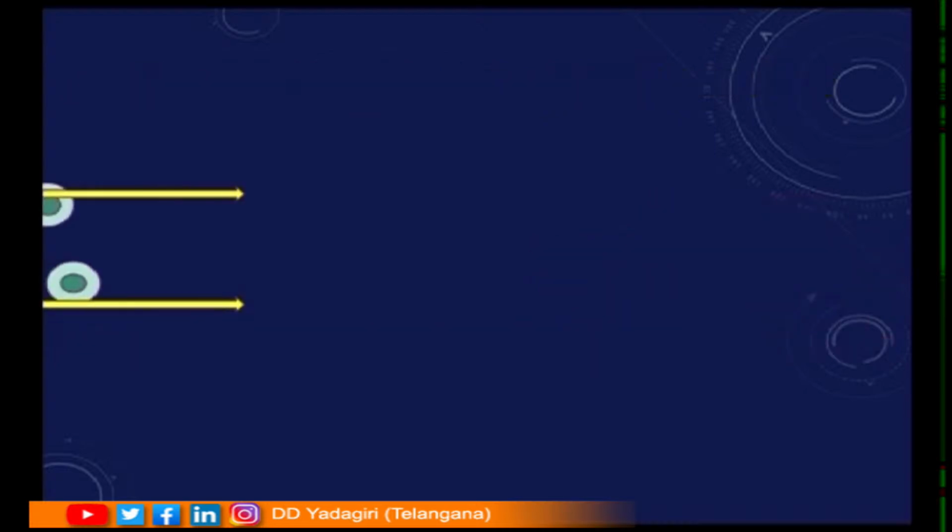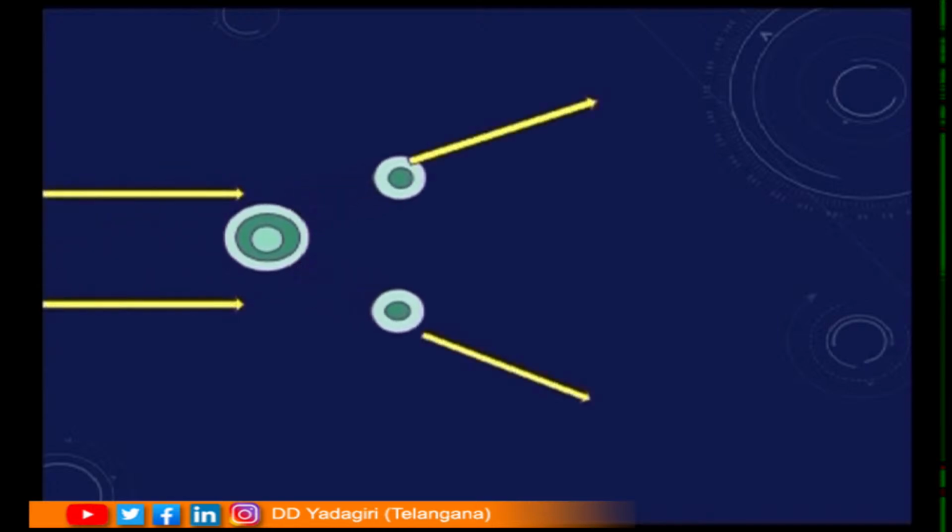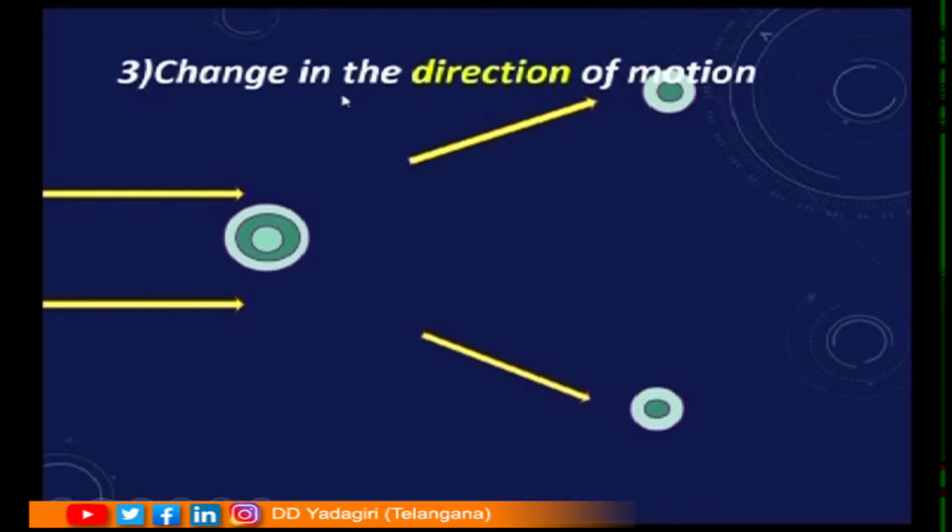Observe these, children. So the coins, what happened? What do you observe, children? Before striking the coin, the two coins are in this direction. After striking the coins, the direction of the coins changes. Means by the application of force, you can change the direction of motion.